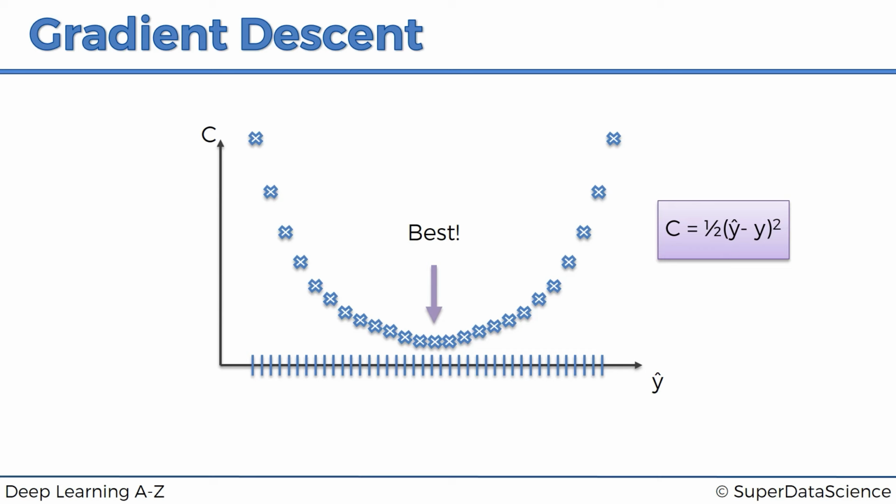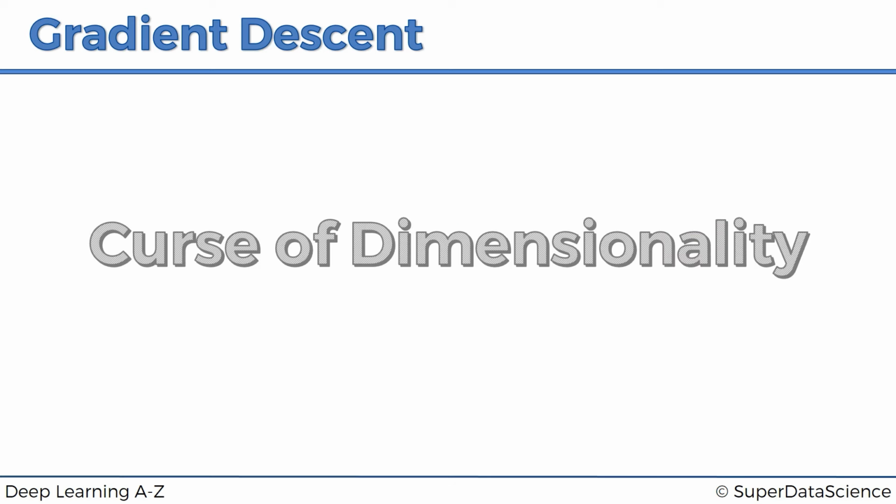Why not do this brute force method? Why not just try out 1,000 different parameters or inputs for weights and see which one works the best? You'll find the best one that way. Well, if you have just one weight to optimize, this might work. But as you increase the number of weights, the number of synapses in your network, you have to face the curse of dimensionality. And so what is the curse of dimensionality?